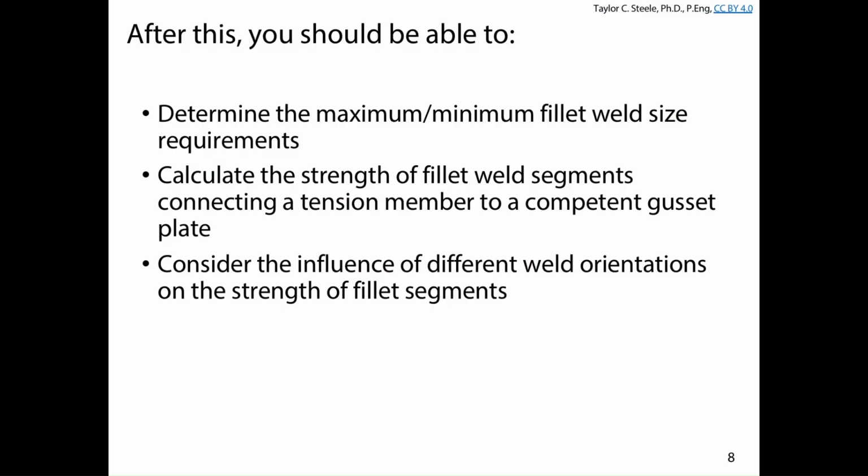You should be able to calculate the strength of fillet weld segments connecting a tension member to a competent gusset plate, and consider the influence of different weld orientations on the strength of the different fillet weld segments that are connecting the tension member to the gusset plate. Does anyone have any questions about why these three things might be important before we get into the material this morning?